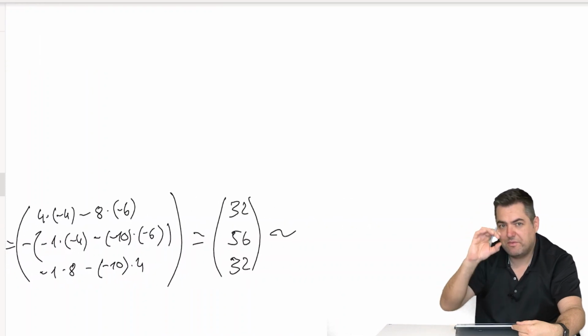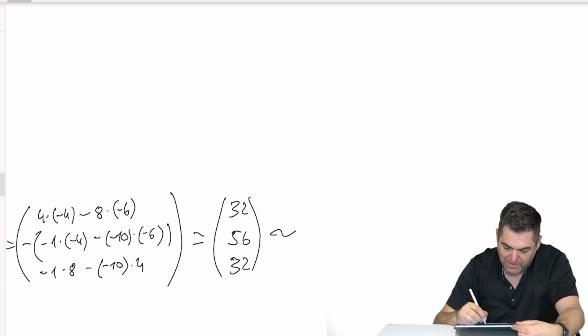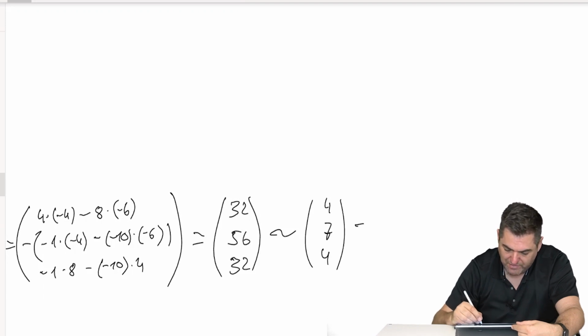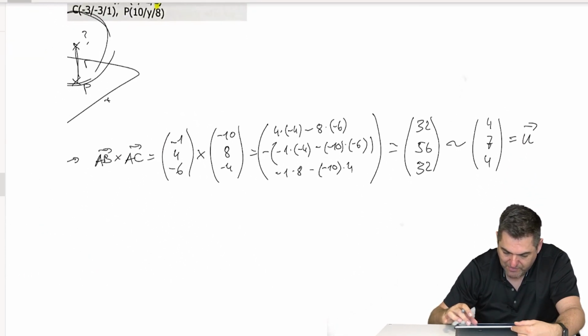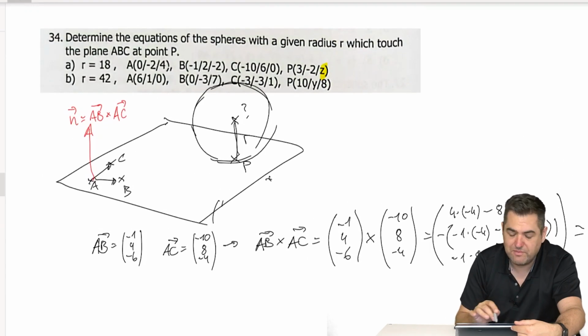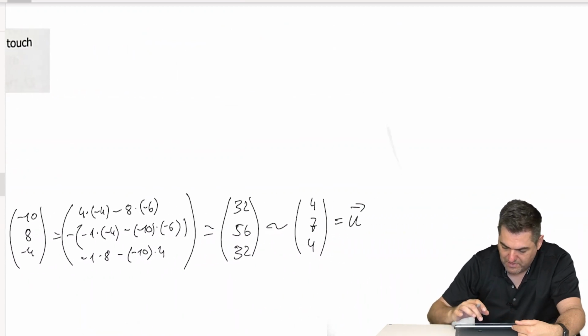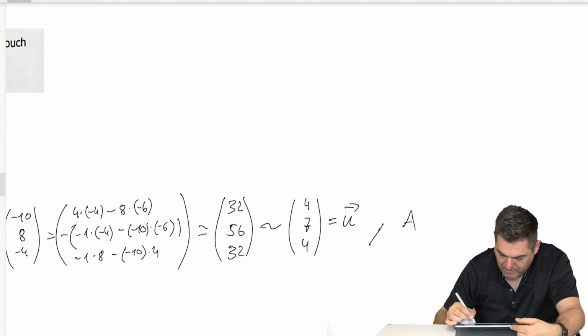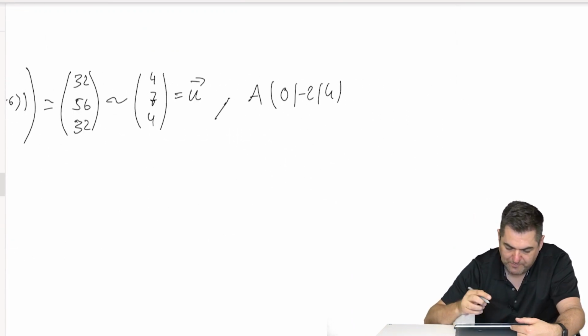And I reduce this vector, I'll just do it shorter but same direction. I divide everything by 8, then we get 4, 7, 4. This is my normal vector. Then I have the normal vector and the point A. Where is this A? Here. You could also take B or C, that doesn't matter. So I'll take A, that has the coordinates 0, negative 2 and 4. And get this plane.